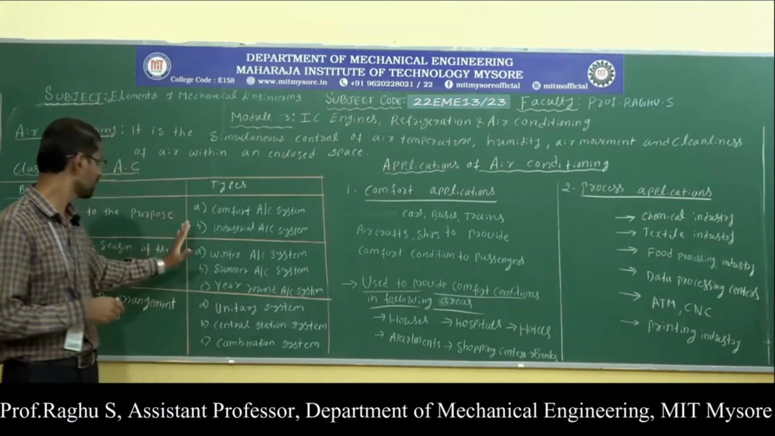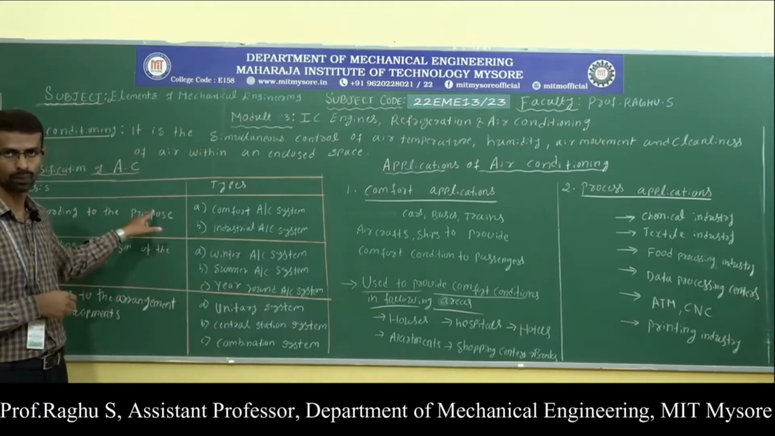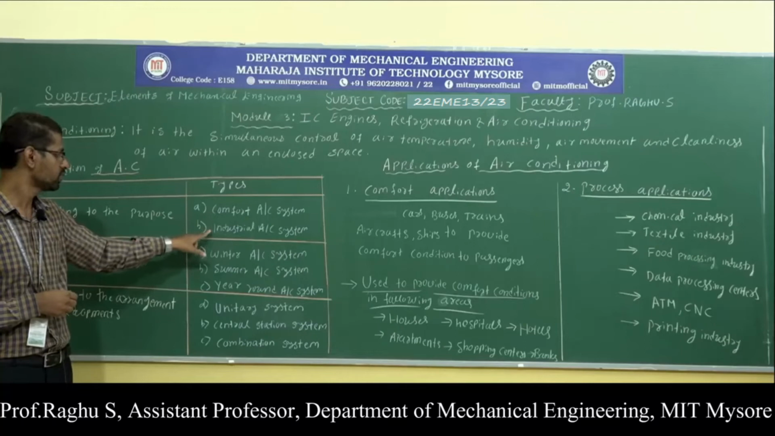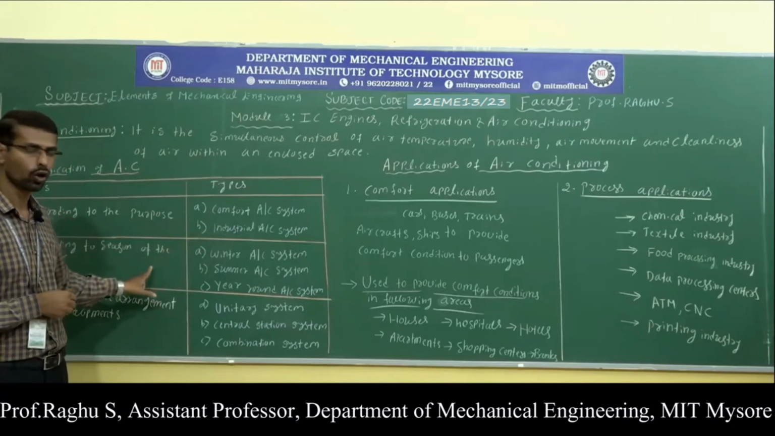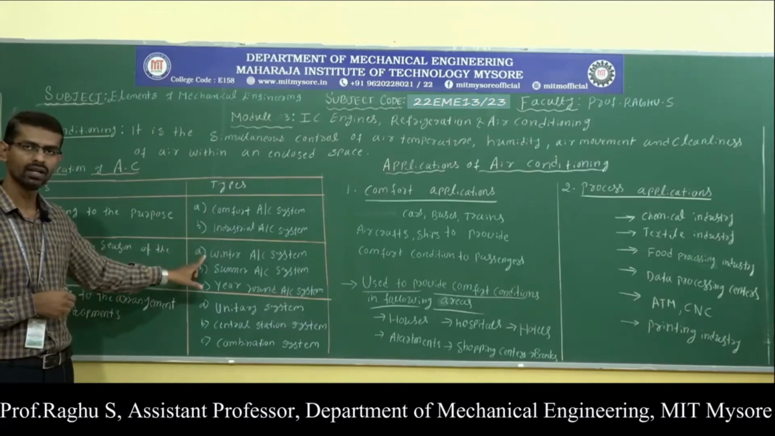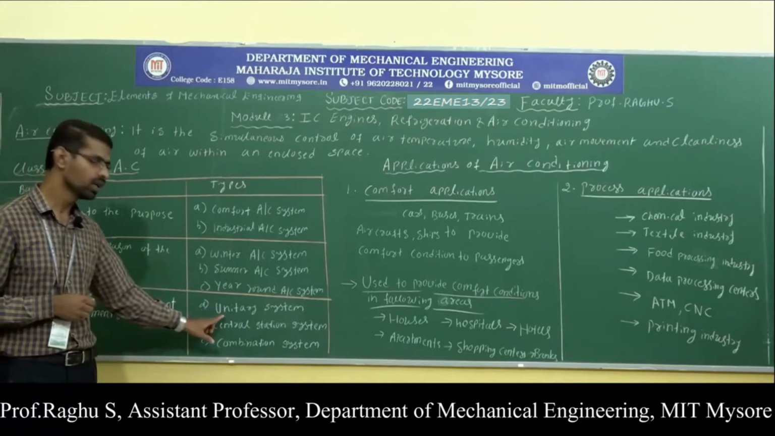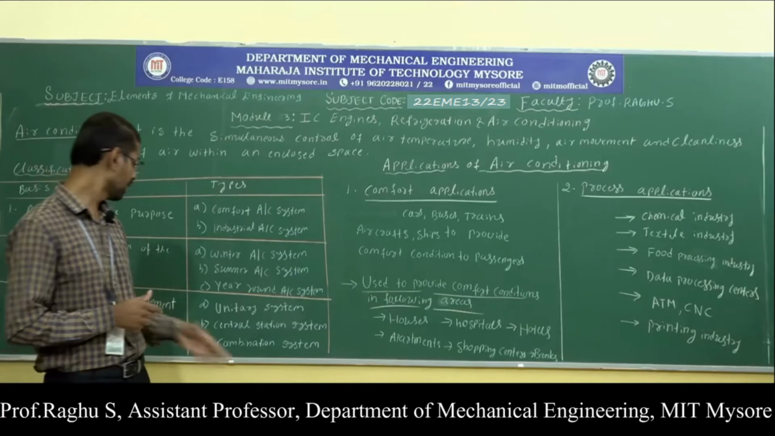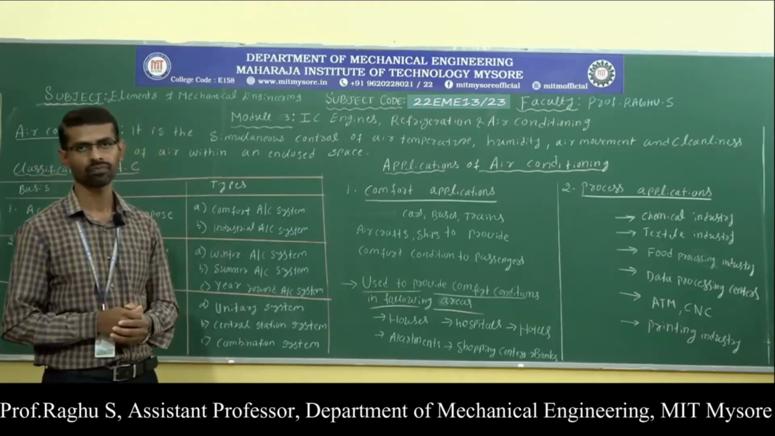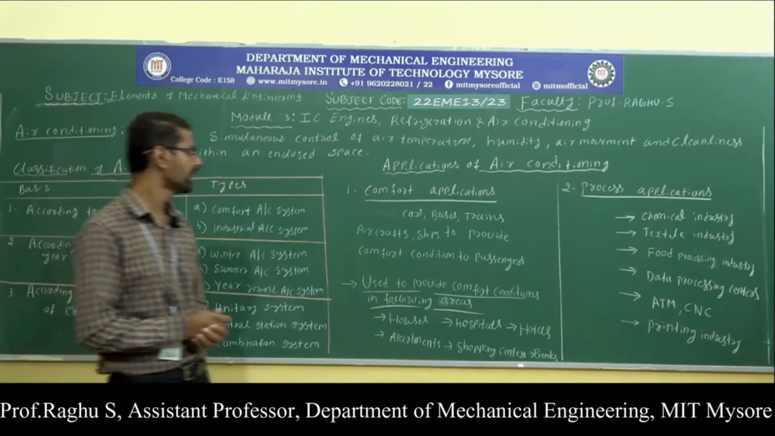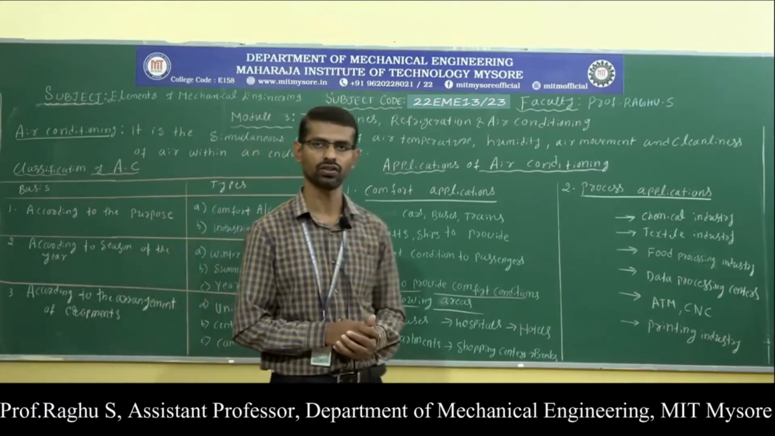So these are some classifications of air conditioning systems. According to the purpose, comfort AC system and industrial AC system. According to the season of the year, winter, summer and year-round AC system. According to the arrangement of equipment, unitary, central and combination system. Now let us move on to the applications of air conditioning systems.